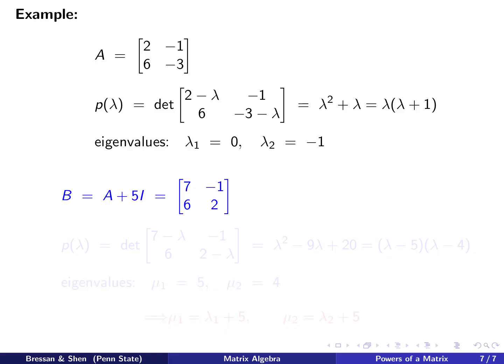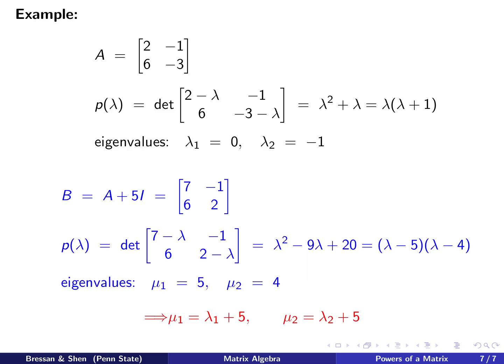Now let's form a B matrix, which is A plus 5I. So we add 5 on the diagonal. So we'll get this 7 and 2, and then the rest is the same. Carrying out the same computation, we form the polynomial by computing the determinant here, and we get a polynomial of degree 2 in lambda, and then we factorize it. And then we see that now we have two eigenvalues. One is 5 and the other is 4.